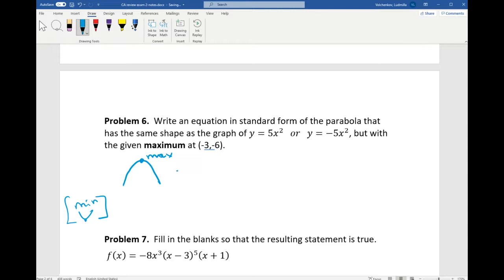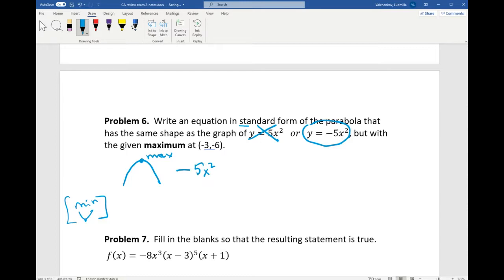It means it is open upward, and it will have the form plus 5x squared. Oops, wait a minute, that was wrong. Of course, it must be open downward, negative 5x squared. So this form, not this. And we know the coordinates of the maximum.